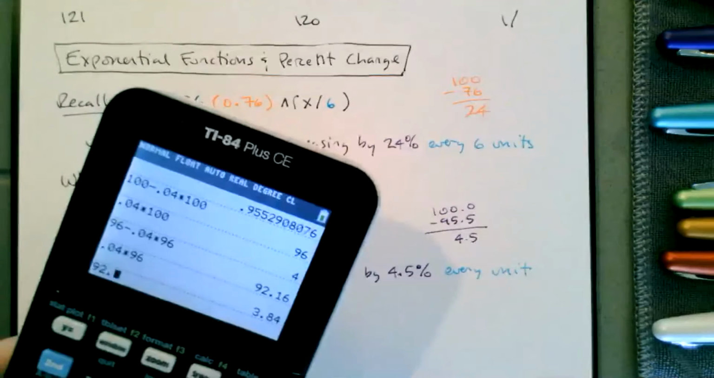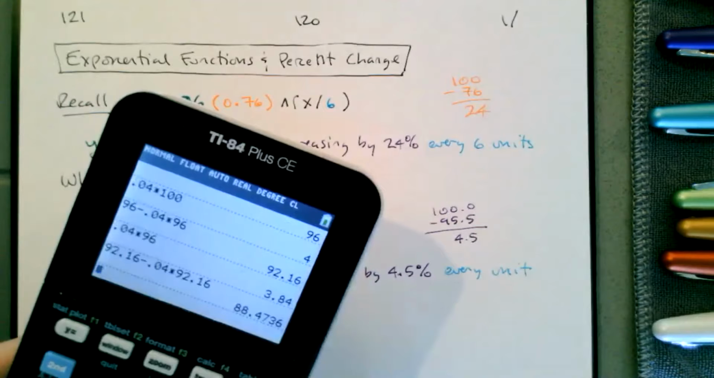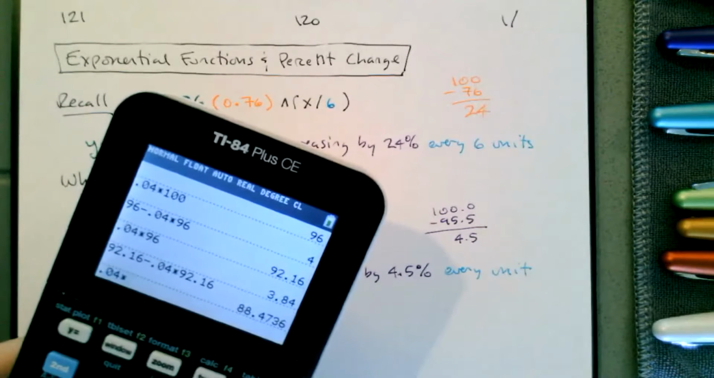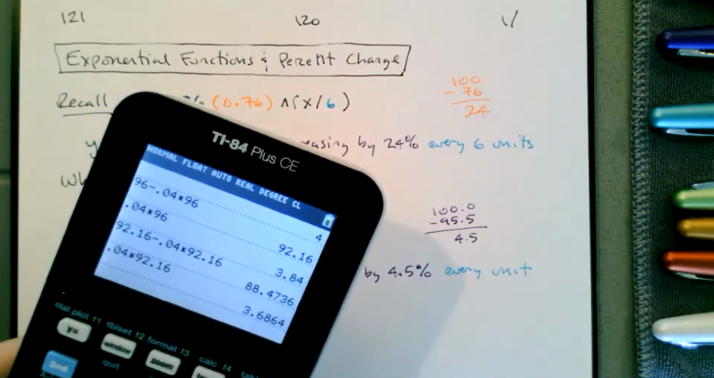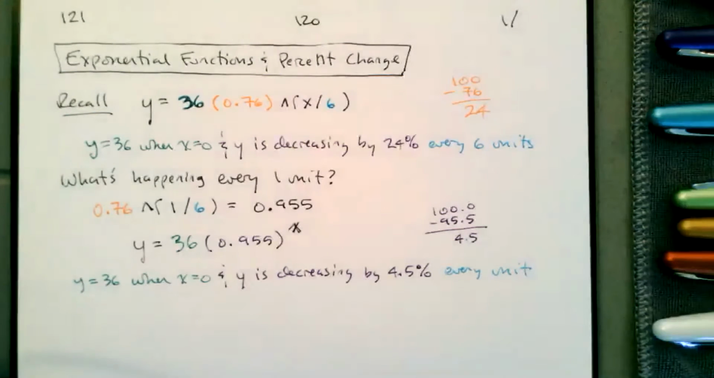So now with 92.16, if I subtract 4% of 92.16, I'm at 88.47. What I've subtracted is 4% of 92.16, so I've only subtracted 3.68. So because the amount is decreasing and the change is based on a percent, the amount that we're subtracting is decreasing as well. That's why I have to subtract 4.5% per unit, to take into account the amount decreasing by a percent.